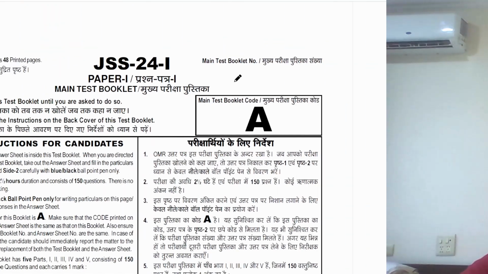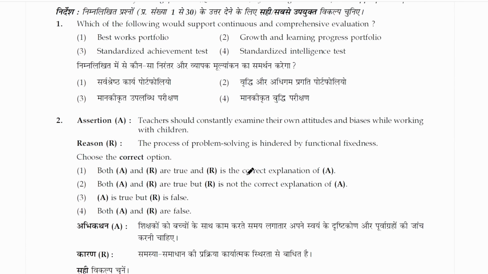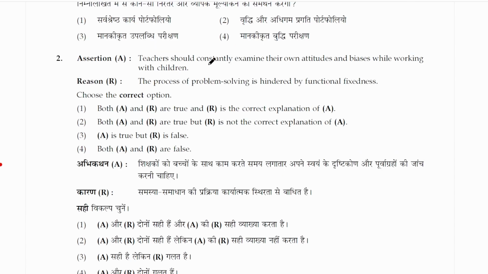So this was paper 1 and paper 2 of the January 2024. Similarly, I'll be doing the papers of the currently concluded July papers, both paper 1 and paper 2. This is paper of July 2024, paper 1, set A, and there are 5 A&R questions. So let's find them. Teachers should constantly examine their own attitude and biases while working with children.